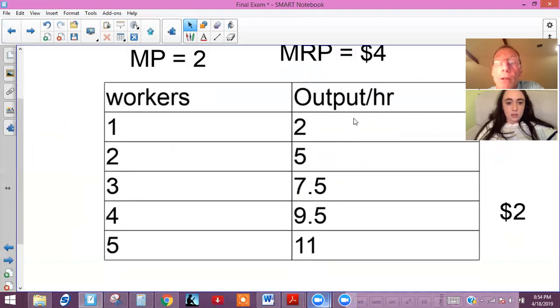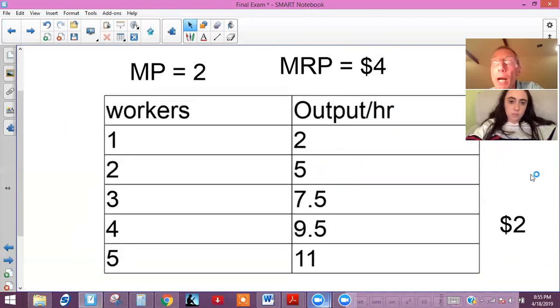So we've got, remember, the marginals here are 3, 2.5, 2, 1.5. So the marginal revenue product is coming down. Yeah, so as we add more workers, the marginal product, or the marginal revenue product, is coming down.